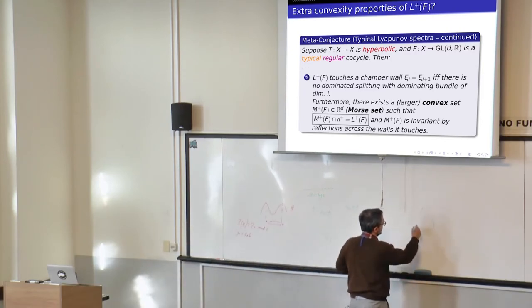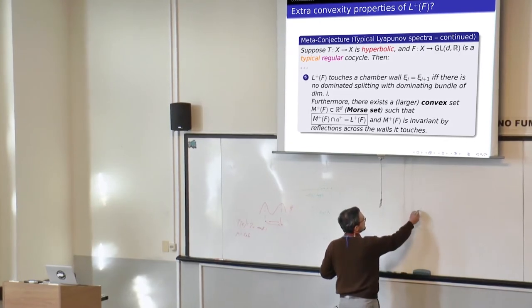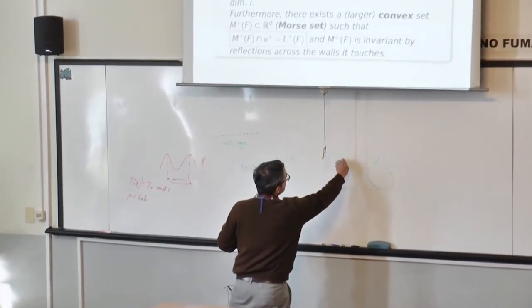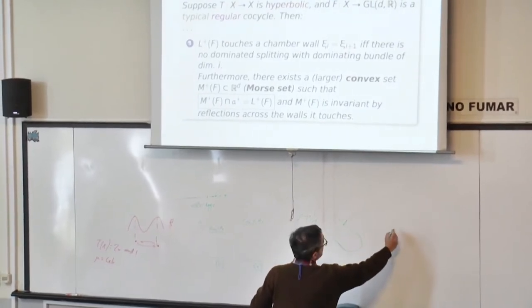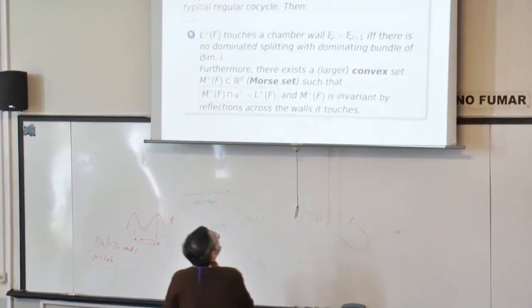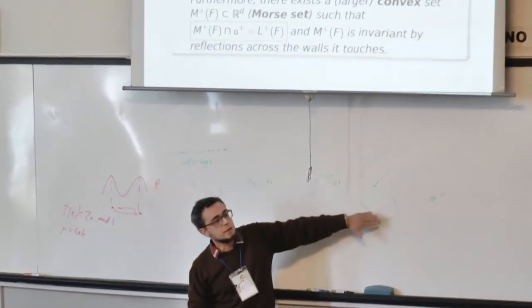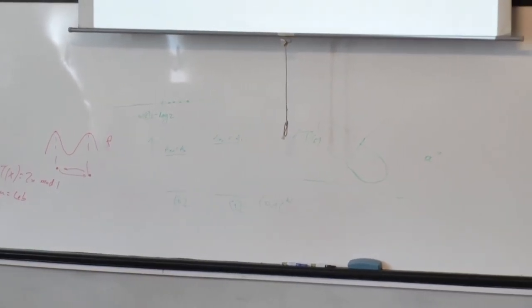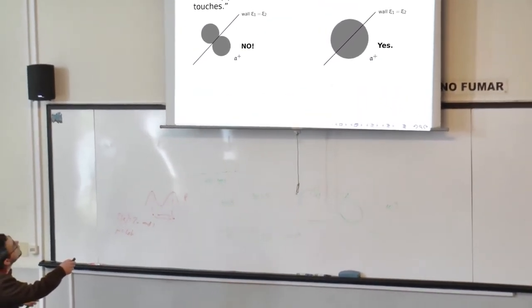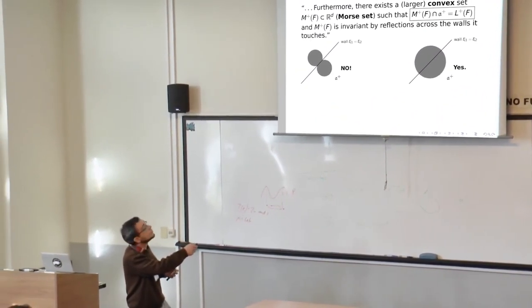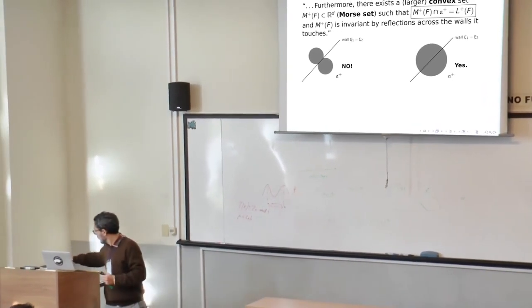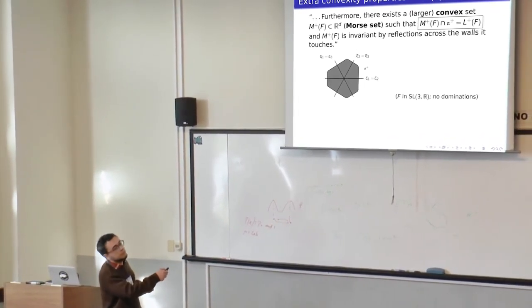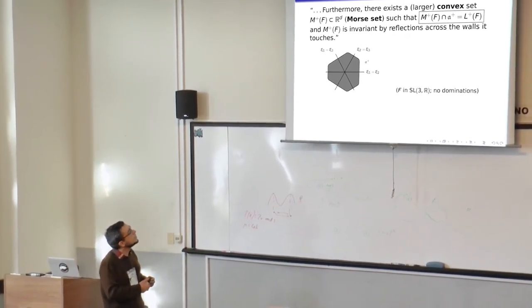So if it touches a wall, let's say it's touching the wall, there is an extension of the set, right? A larger convex set called M plus F, whose intersection with the chamber is the set you had before. And this new set is invariant under reflections. Let's see a picture. You shouldn't see this kind of thing, because if you reflect, you get something that is not convex. Or if your group is more interesting, and it touches several walls, then it must be invariant under the Weyl group, and so you get some funny blob like that.